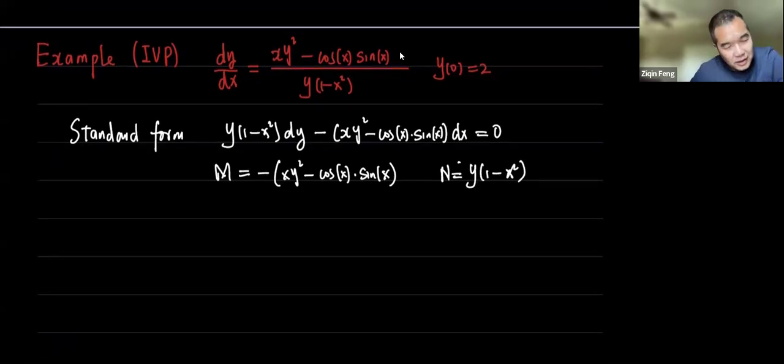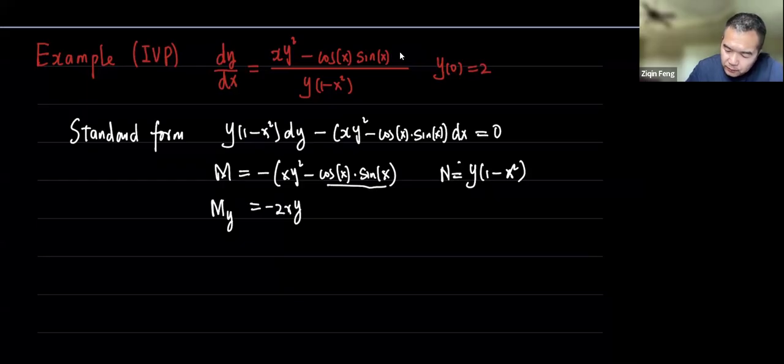Now we want to verify this is an exact equation, right? We want to calculate M_y, the derivative of M about y. So this is negative 2xy. This term here goes to 0 because that doesn't contain y, right? And also N_x also equal to negative 2xy. So this is an exact equation.